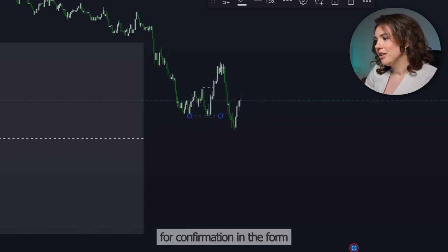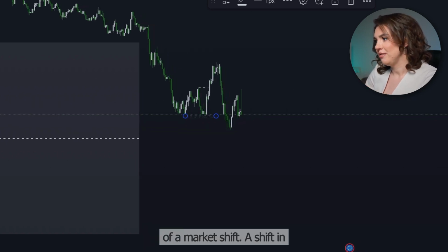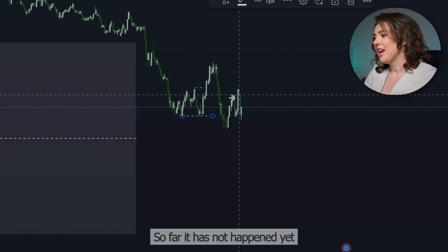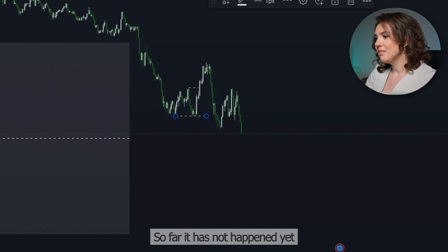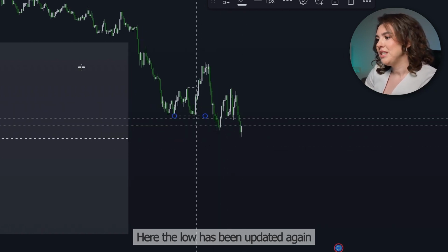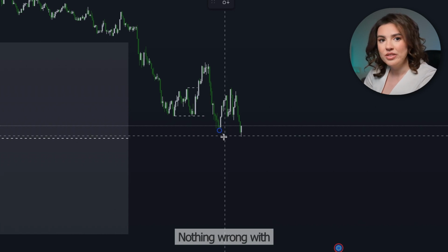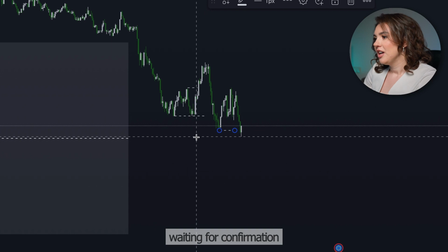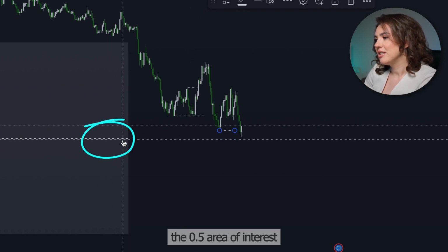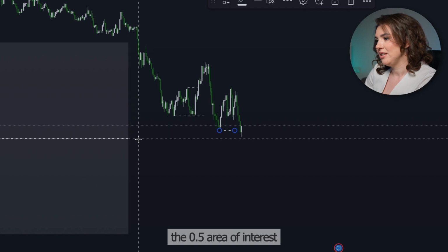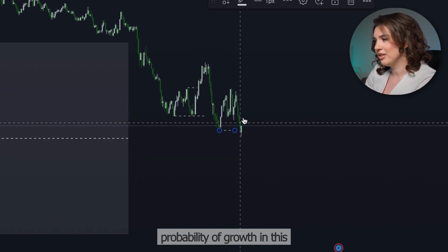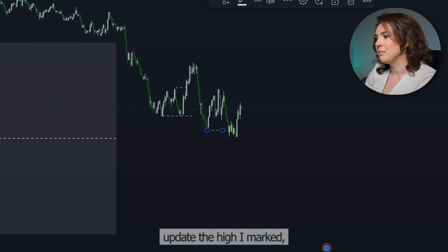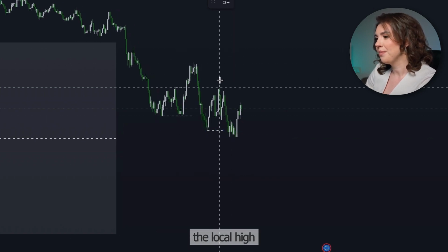After that, I look for confirmation in the form of a market shift, a shift in the market structure. So far, it has not happened yet. Here, the low has been updated again. Nothing wrong with that, I'm still waiting for confirmation. And here the chart has touched the 0.5 area of interest. This means that the probability of growth in this case is very high. I'm waiting for the price to update the high I marked, the local high.